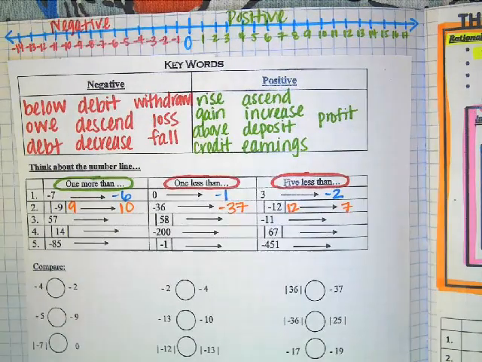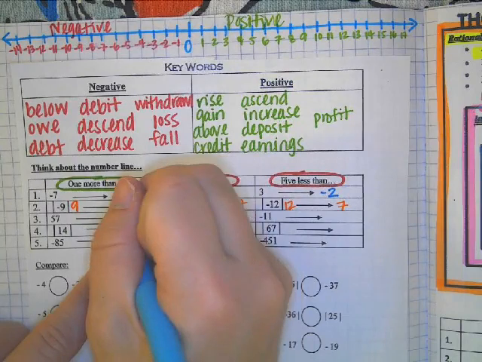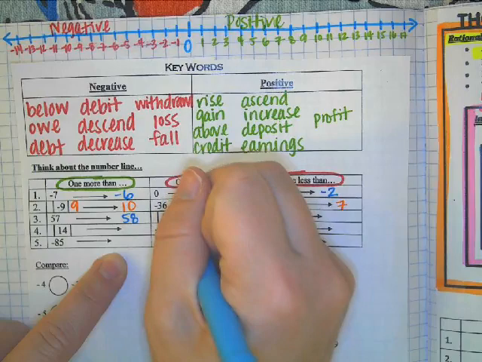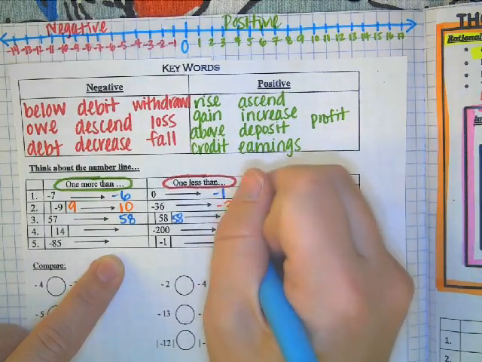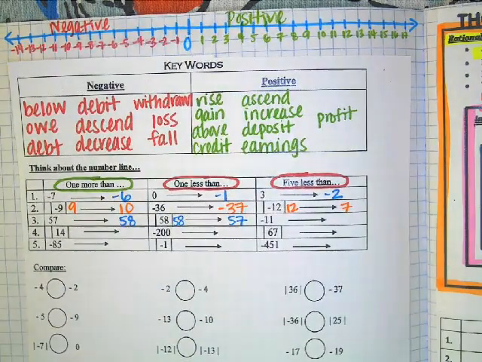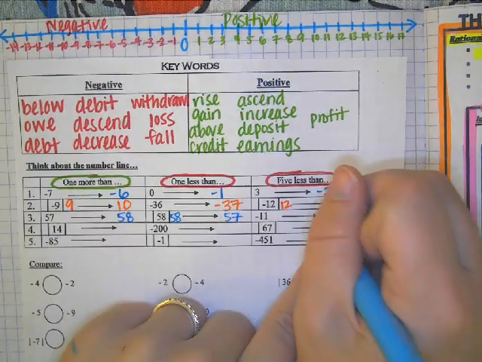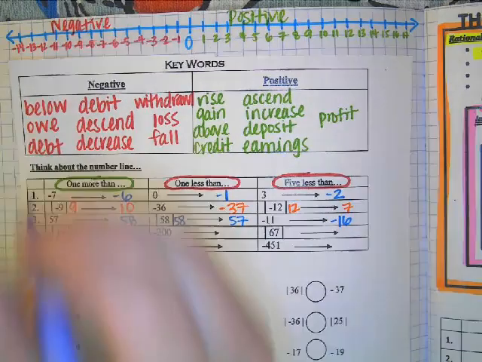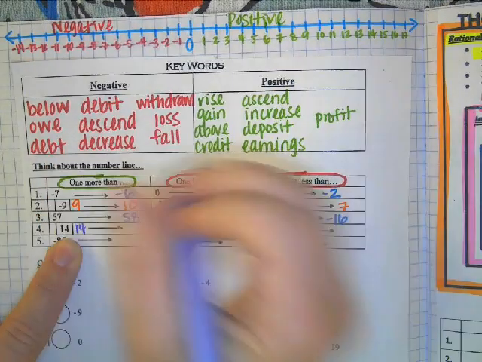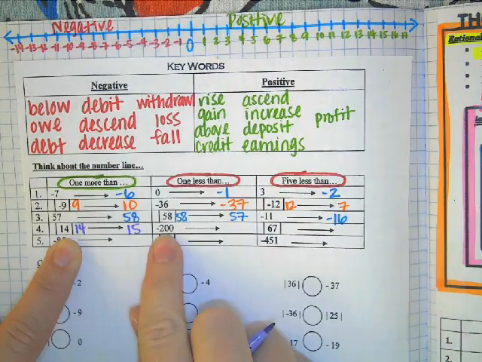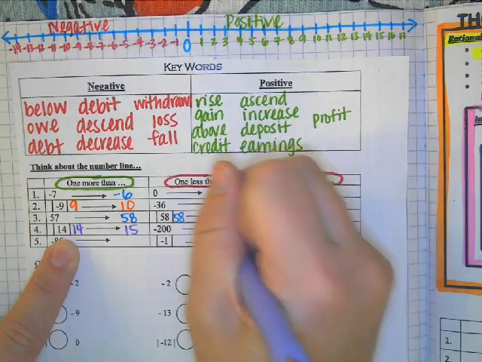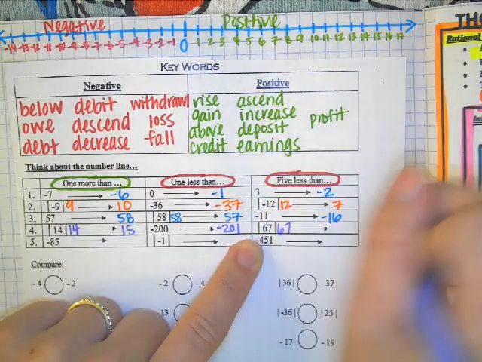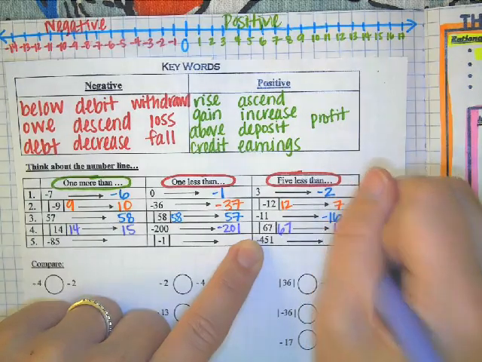On to number 3, 1 more than 57 is 58. 1 less than the absolute value of 58, which is 58, so 1 less than that is 57. And then 5 less than -11 is -16. Number 4, the absolute value of 14, 1 more than that is 15. -200, 1 less than that is -201. The absolute value of 67 is 67, but 5 less than that is 62.